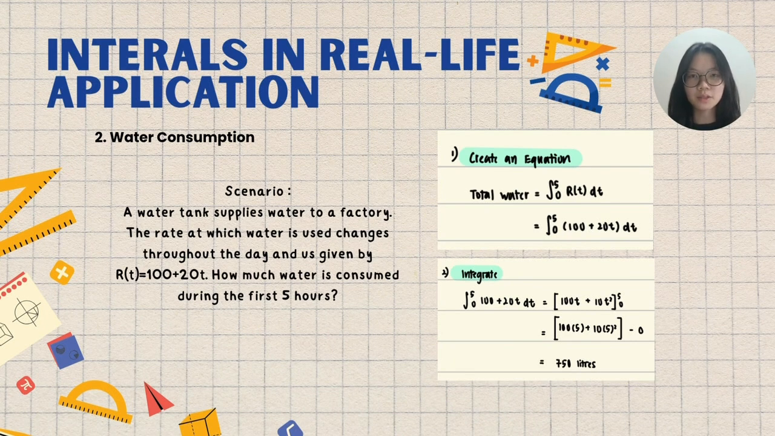Then we can substitute the equation into the integration formula. Then we can get a formula, substitute t equal to 5, and we get 750 liters. This example shows how integration calculates the total amount when the rate changes over time.